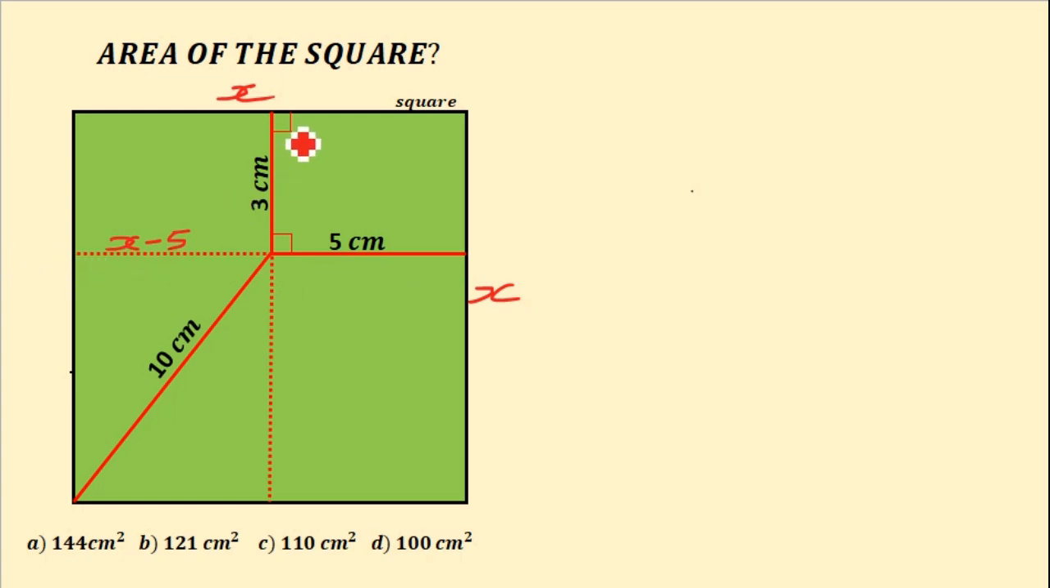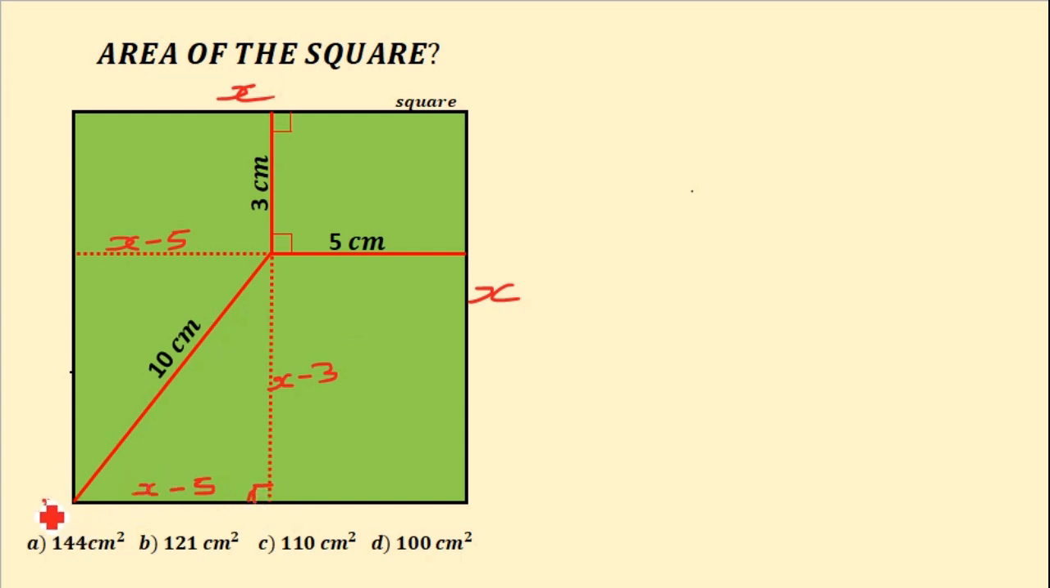Then again, if from this point to this point is 3, then from this point up to the end is x, then this remaining portion will be x minus 3. So if that is x minus 3, from here up to x minus 5, then down here again, it is x minus 5. Now, if you take this triangle, because this is a square, meaning here is also 90 degrees.